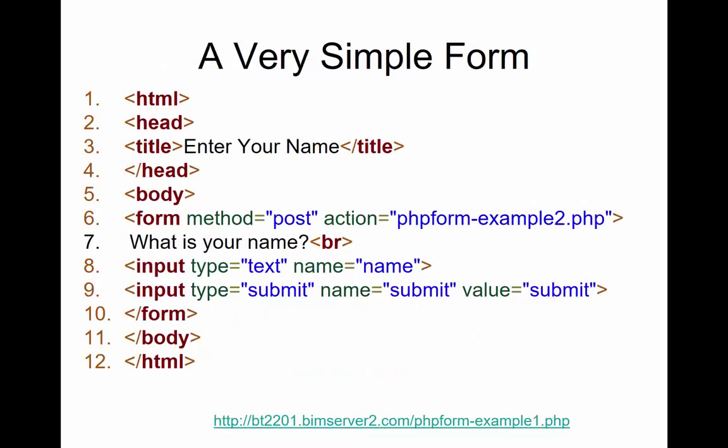Okay, so here's how a very simple form looks, nothing new here. This is all stuff you've seen before. The difference now is we add this bit here. Method is post, so there are two ways of sending the information. And action, and then we spell out a file. So when we press the submit button, the information in this form will be sent to this file.